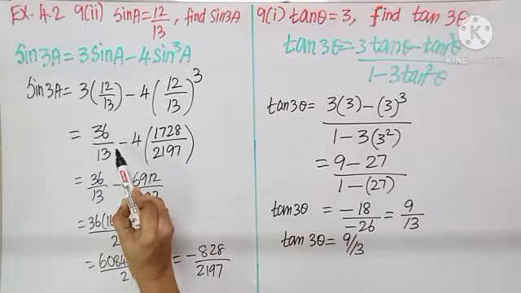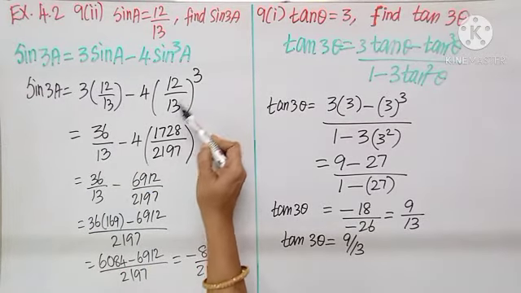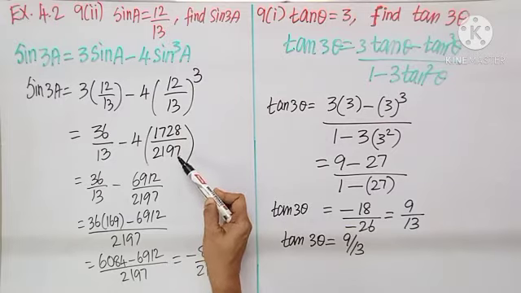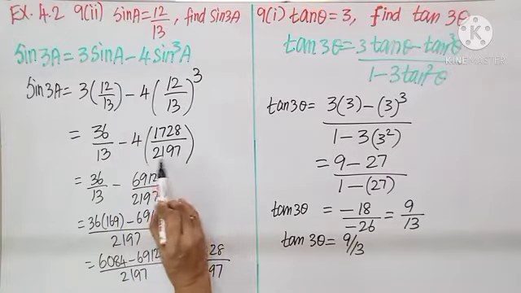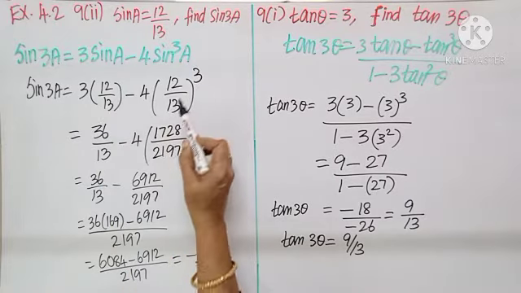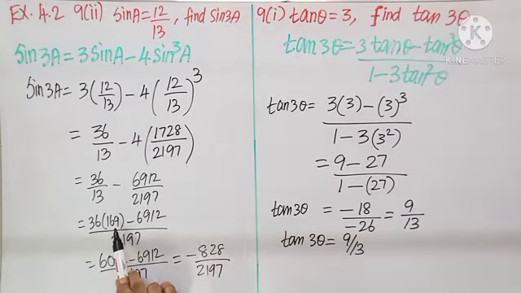36 by 13 minus 4 into 12 cube, 12 into 12 into 12 by 13 into 13 into 13. Cross multiply by taking LCM. This is 13, this is 13 cube. So 13 square, I will cross multiply, which is 169. 36 into 169 minus 6912. Use calculator, simplify, we get minus 828 by 2197 and that is the answer.